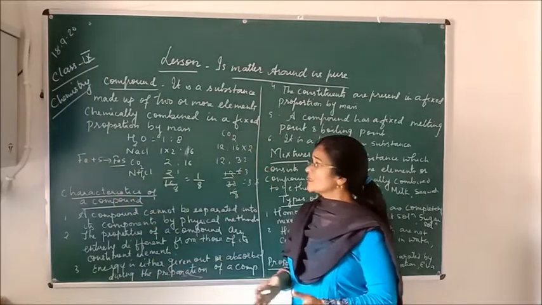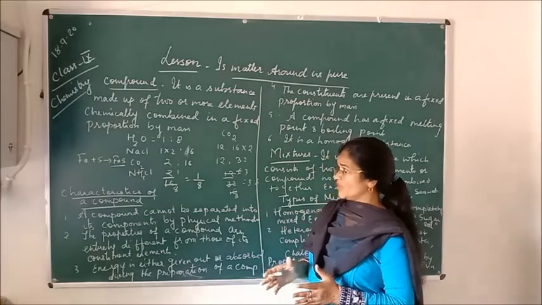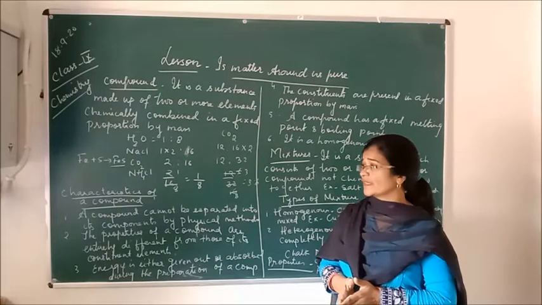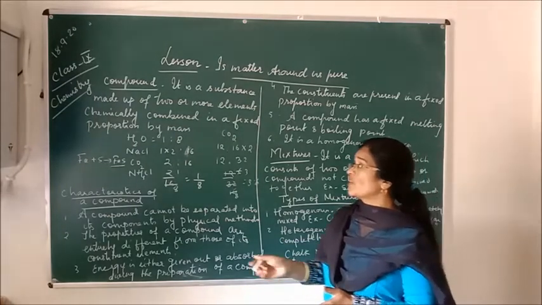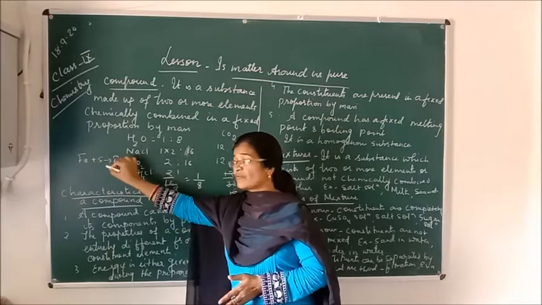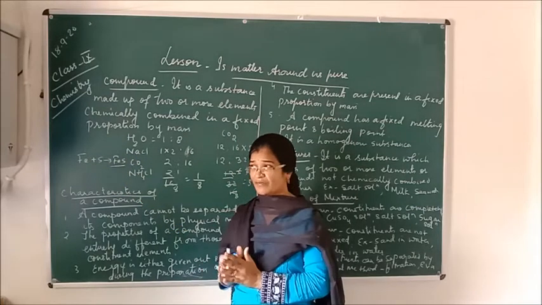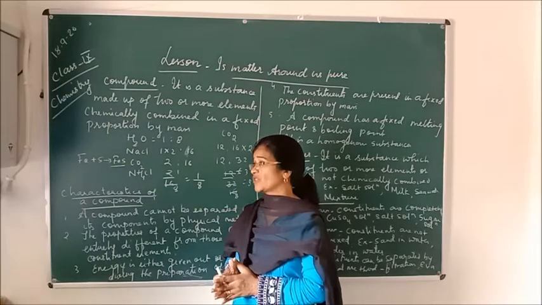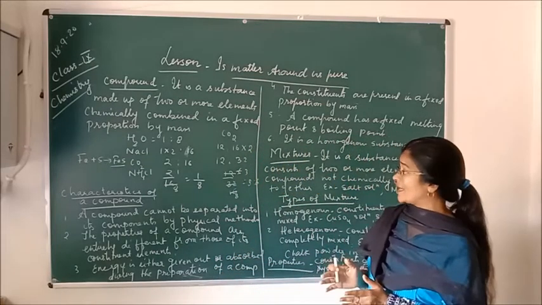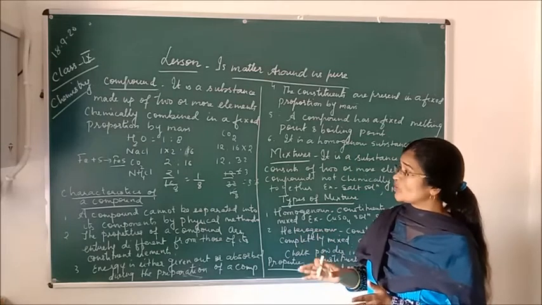When we take a mixture of iron and sulfur in a plate and bring a magnet near the mixture, what will happen? The iron will be attracted by the magnet and sulfur will be left behind. Sulfur will be seen clearly in that mixture. So here we can say that the properties of a compound are entirely different from the properties of its constituent elements.